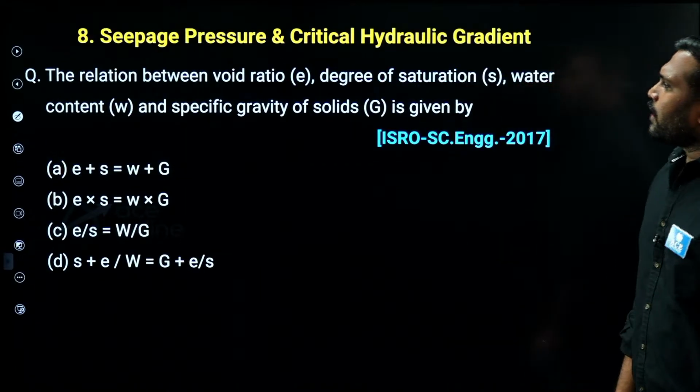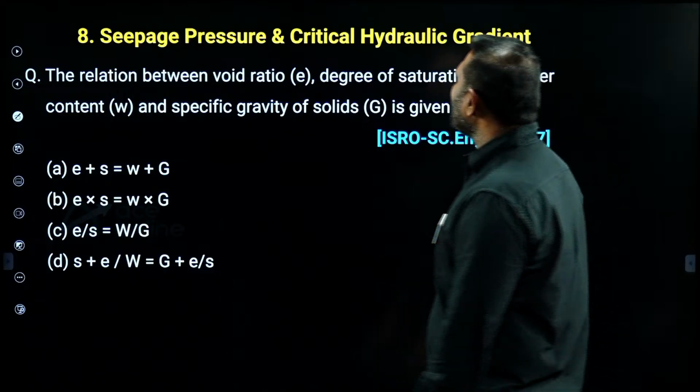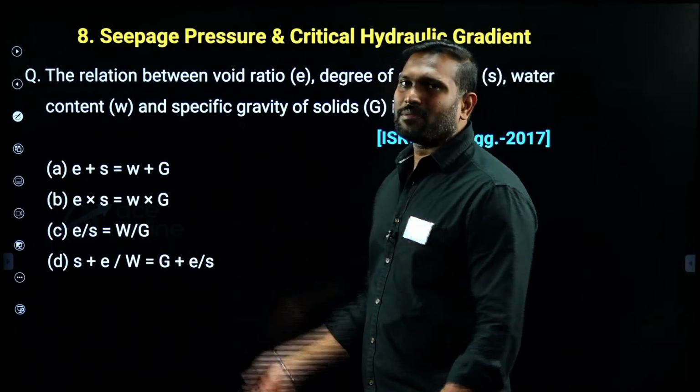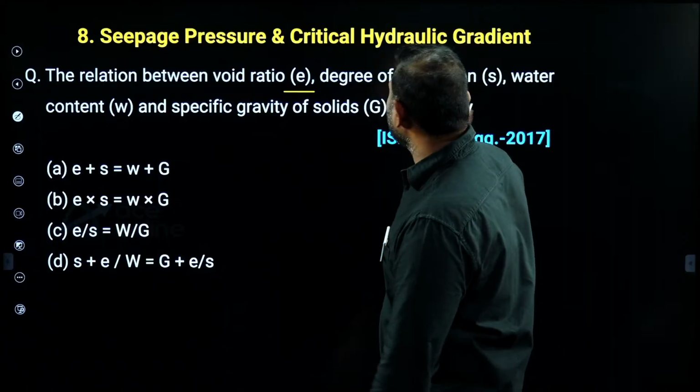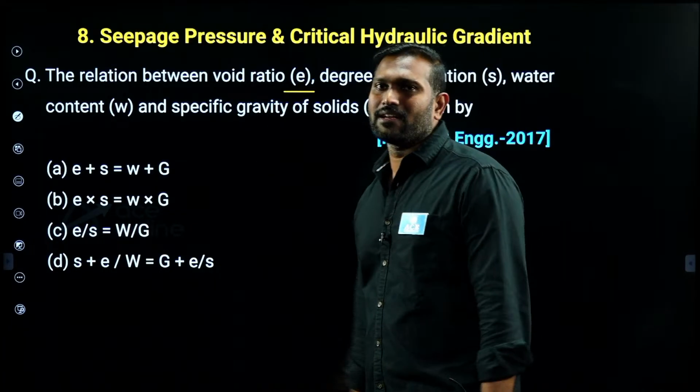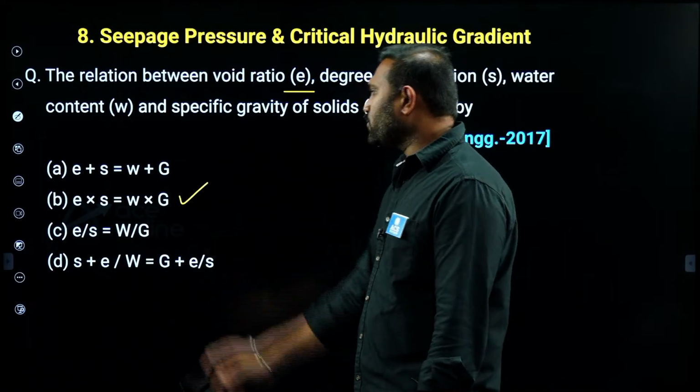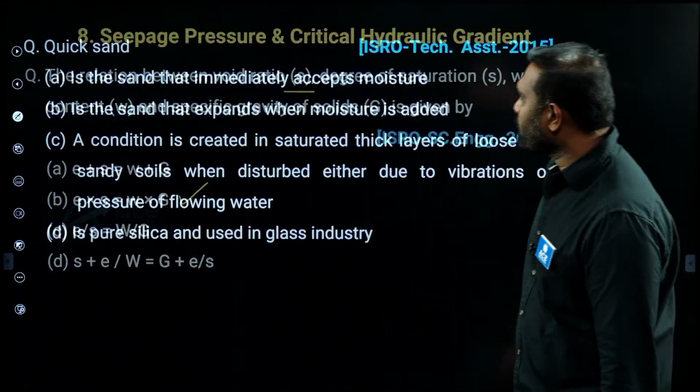Now come to this one, seepage pressure and critical hydraulic gradient. Actually this question is from the physical properties. We already saw that, right? The relation between the void ratio, degree of saturation, water content, specific gravity. What is that? e into S is equal to w into G. The correct answer is option B.